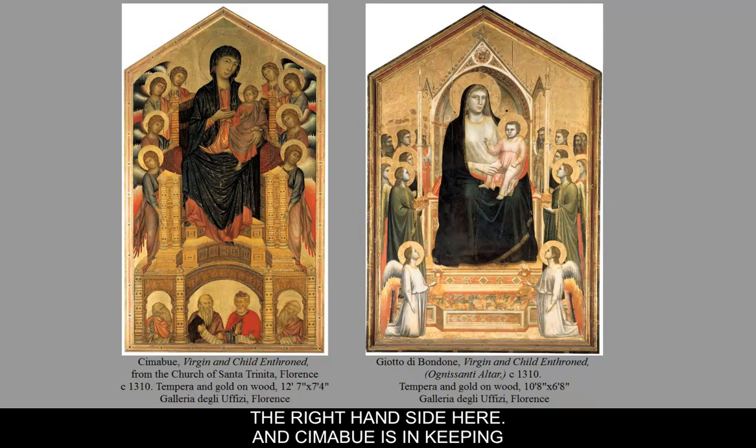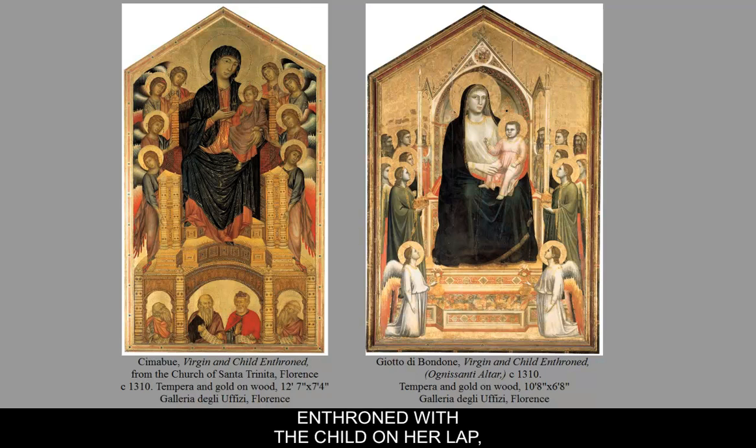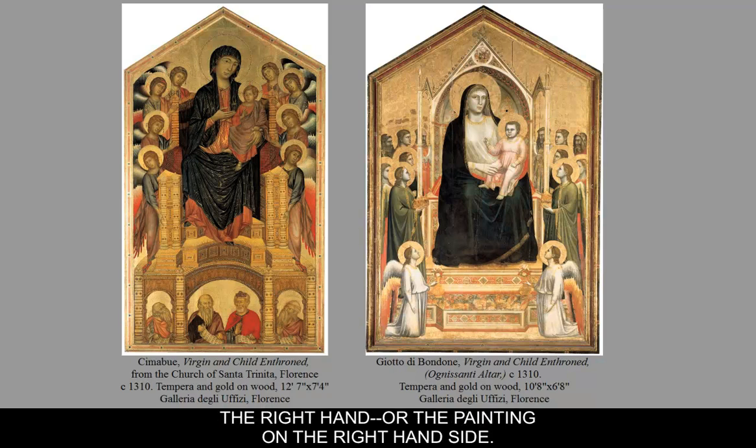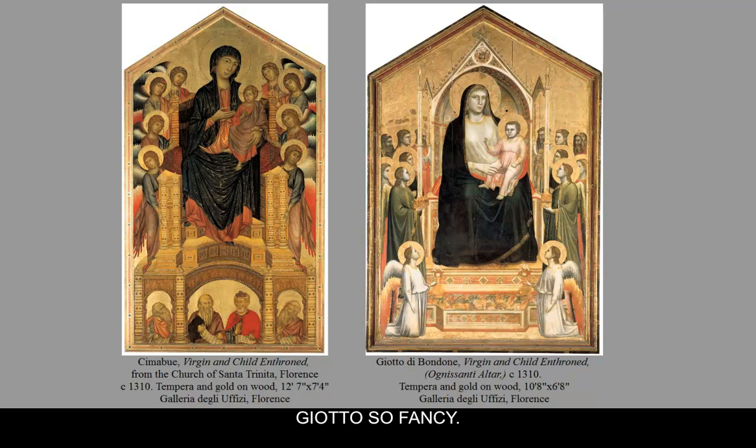And Cimabue is in keeping with the old styles that we just saw. We saw that French Romanesque sculpture that shows the Virgin enthroned with the child on her lap. And in this instance, we have Cimabue's Virgin Mary gesturing towards Jesus. And it is fairly unrealistic compared to the painting on the right-hand side. Giotto is considered basically the special effects man of the 1300s who changes everything from this point forward. And so we need to do a compare and contrast to see what makes Giotto so fancy.